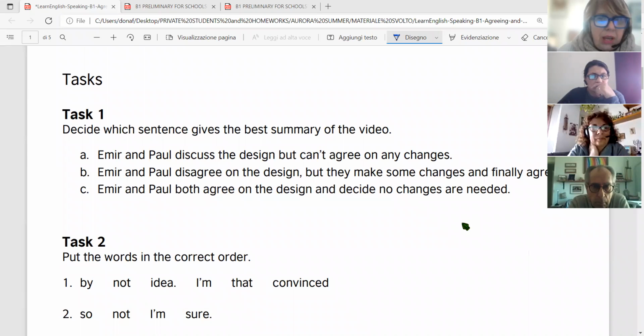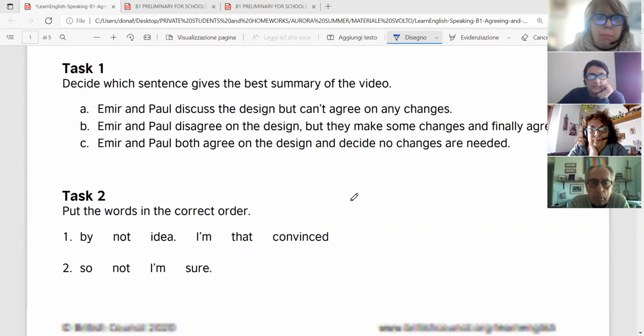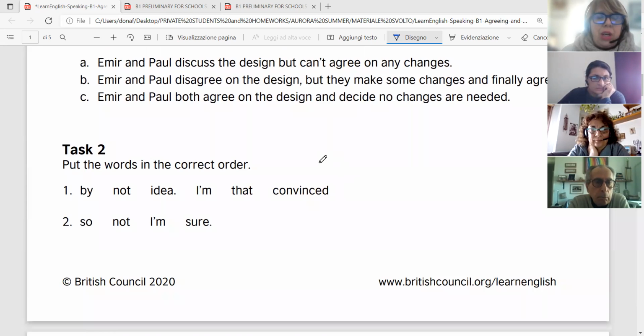So now you have to decide, all of you, you can give me your answer, which sentence gives the best summary of the video. A: Amir and Paul discuss the design but can't agree on any changes. B: Amir and Paul disagree on the design, but they make some changes and finally agree. C: Amir and Paul both agree on the design and decide no changes are needed. What do you think? You think B? B. Carlo? B. So you got that it was B. Okay, now let's try to put the words in the correct order. Annalisa.